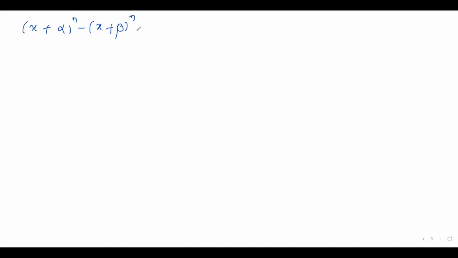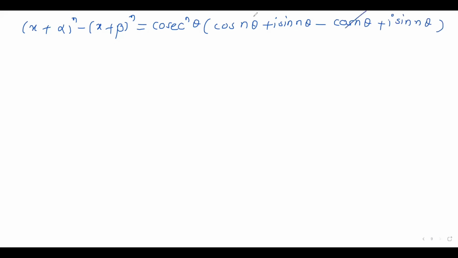It will be nothing but cosec raised to n, दोनों में भी है. So this will be cosec raised to n theta. ब्रैकेट में क्या हो रहा है, cos of n theta plus i sin n theta और cos of n theta minus i sin n theta. तो minus i sin n theta and plus i sin n theta cancel हो जाएगा. बचेगा आपके पास क्या, cos of n theta plus i sin of n theta minus cos of n theta plus i sin of n theta. तो ये दोनों cos cancel हो जाएंगे और final answer आपको मिलेगा cosec raised to n theta into 2i sin of n theta.